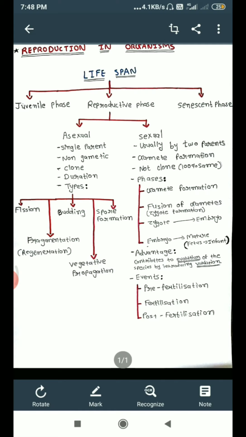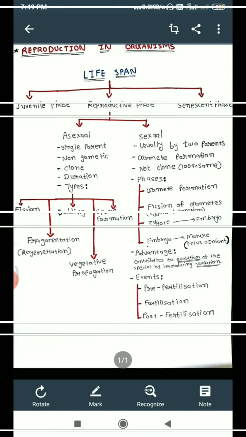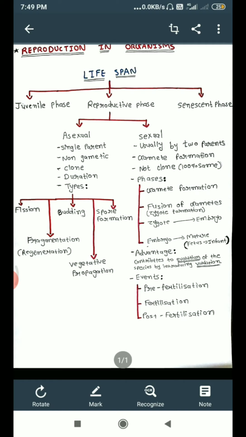And now the types of asexual reproduction. In my next video, I will talk about each type of asexual reproduction that is already written here: fission, in which binary fission or multiple fission, fragmentation, regeneration, then budding, vegetative propagation, spore formation. What are these methods? What is the difference between these methods? What is the difference between fission and fragmentation? What is the difference between fragmentation and regeneration? Which type of organisms perform these methods? That I will talk about in my next video.